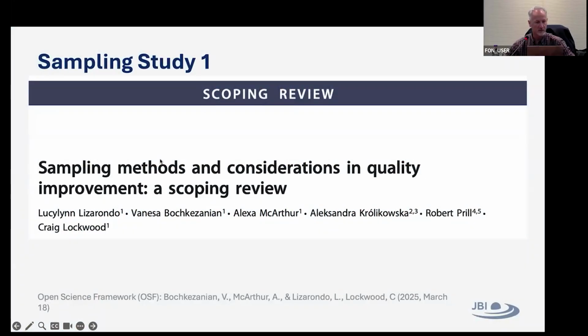All right, so study 1, this was published early this year. Oh no, this was published last year. Oh, early view last year, published this year. Yeah, so you can see our group. This was my research team in Adelaide, Lucy Lynn Lizarondo, Vanessa Boccazanian, Alexa MacArthur, and 2 of our colleagues who are implementation scientists from the JBIC. One in Poland, that's Alexandra, and one in Germany, that was Robert. So a big acknowledgement to them.